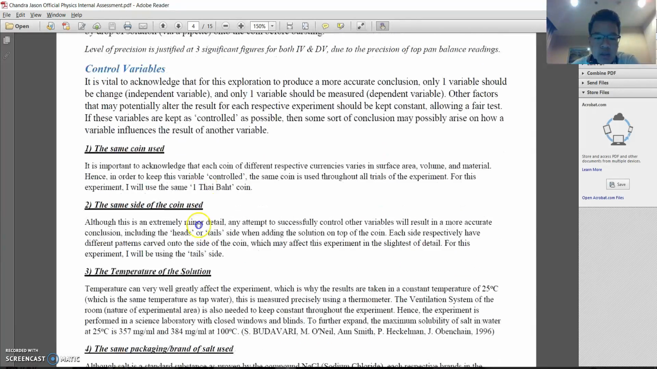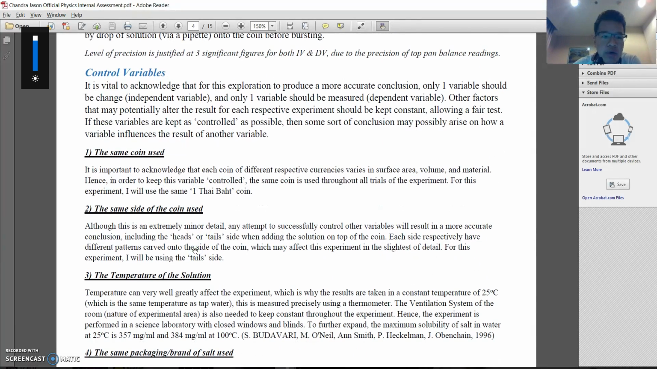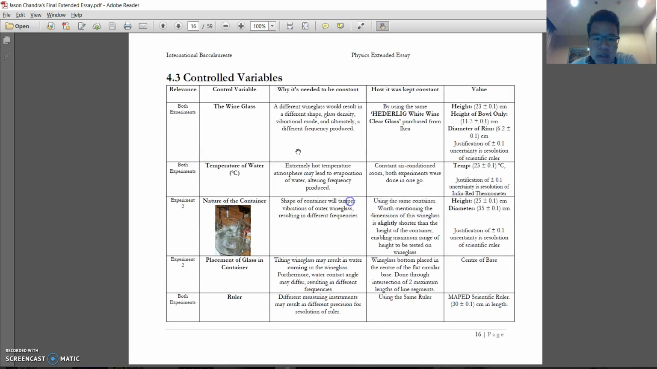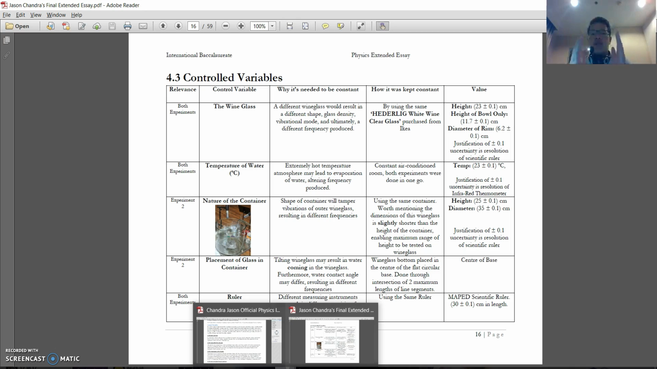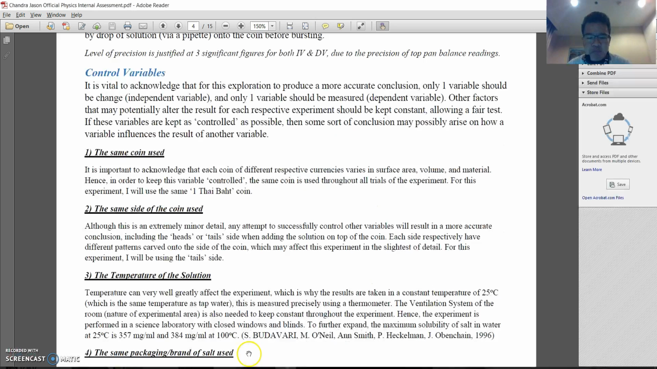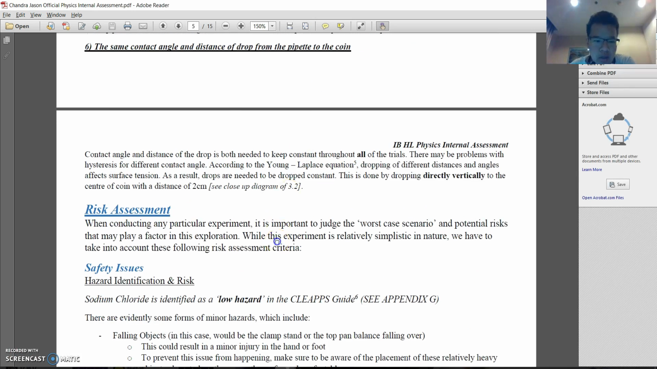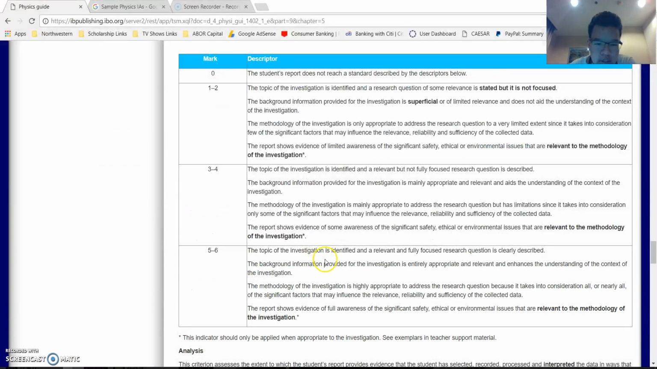Control variables. You have to state what you're going to control and why. You can model it like my EE. You could do a control variable, why it's needed to be constant, how it was kept constant, and the value. Be careful of the sig figs. Make it to the level of precision of the apparatus that you're using. Sorry. And then let's look at the success criteria again.